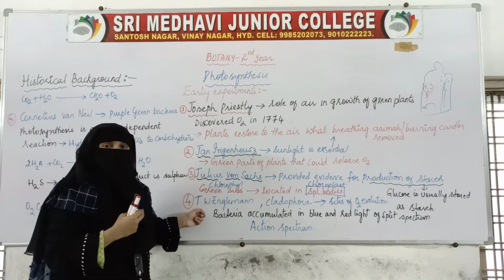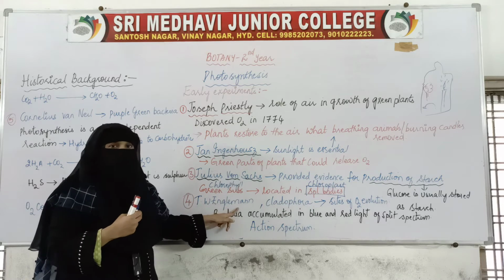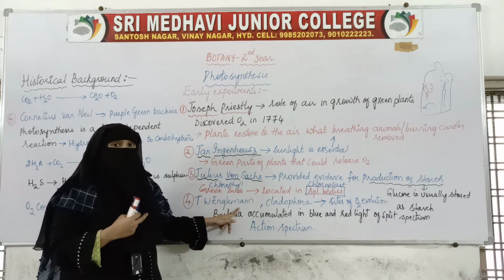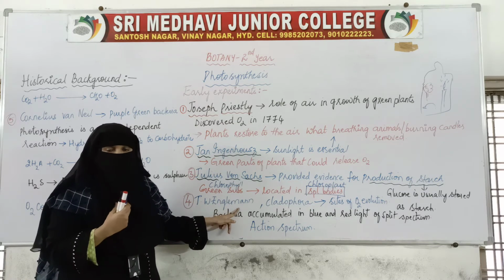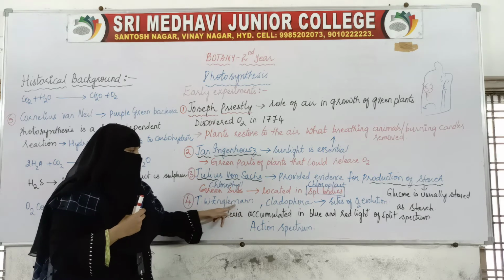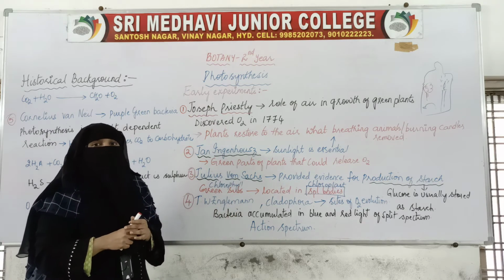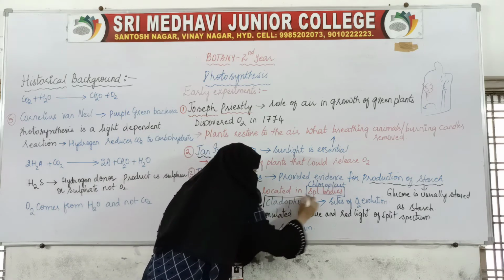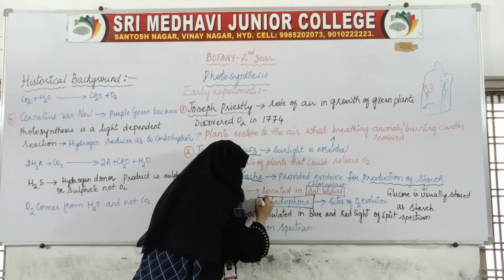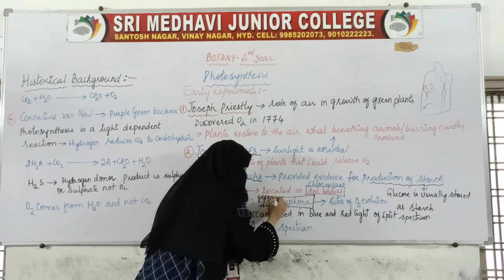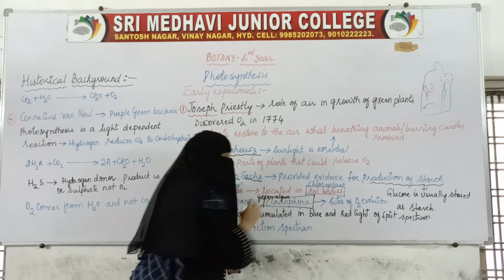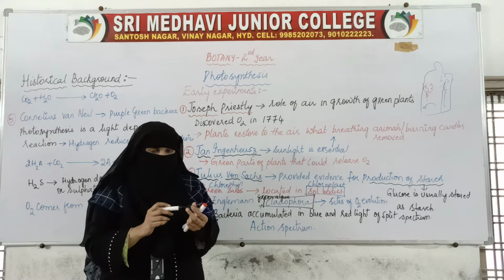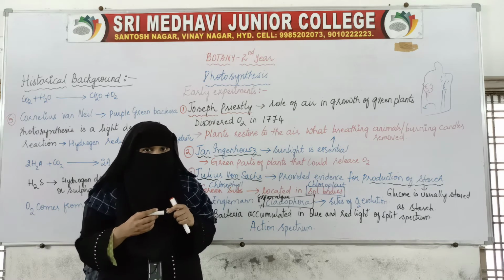Another scientist whose name is T.W. Engelmann. T.W. Engelmann, you can pronounce it however you like. So here another scientist used cladophora for his experiment. This cladophora is nothing but alga, green algae. He used algae for his experiment. Okay, and how did he do his experiment?